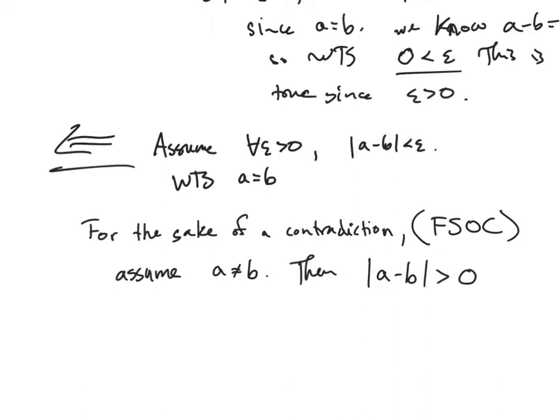Yeah, I mean, I suppose I kind of skipped a step, maybe. You could say then absolute value A minus B is not equal to 0, and therefore absolute value A minus B is greater than 0. Yeah, that's a good point, though. Okay, then absolute value A minus B is greater than 0.